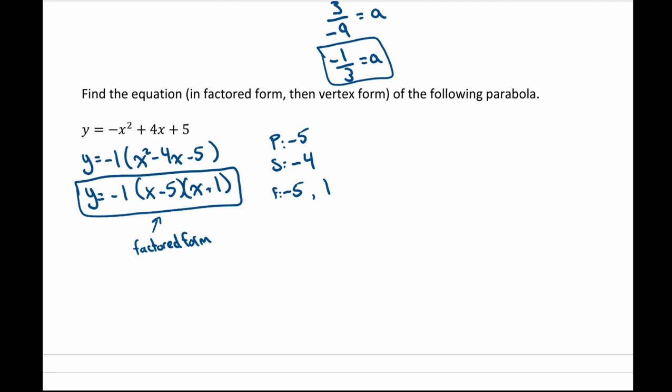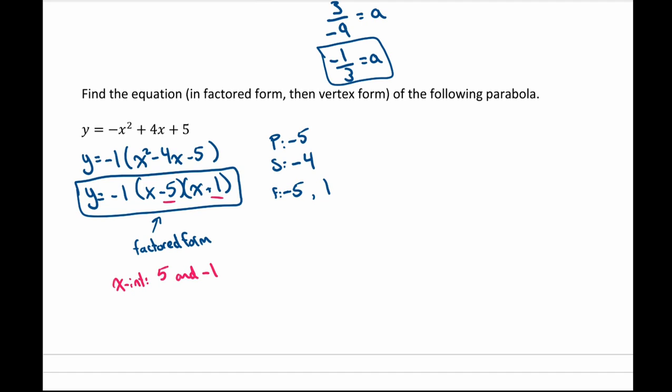To find the vertex form, I need to find the vertex. So in order to find the vertex, I need to know where it's located. And luckily, because I have factored form, I know two key points that will help me. And in this case, the two key points are the x-intercepts. So the x-intercepts are going to be 5 and -1, the opposite of what we see in the brackets.